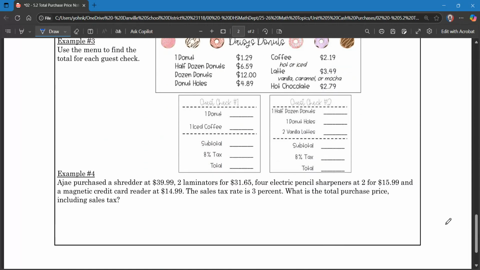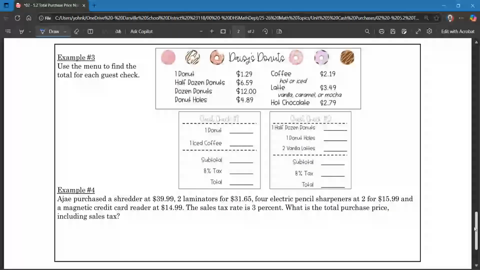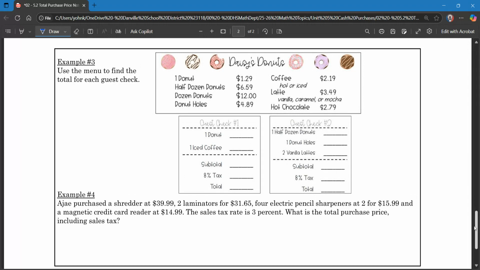All right, example number 3, we are looking at Daisy's Donuts. We're going to use the menu to find the total for each guest check. So we have 2 guest checks here, guest 1 and guest 2. We have a menu here of donuts and coffees and lattes and hot chocolates and the such. So our goal is to find the total on each ticket.